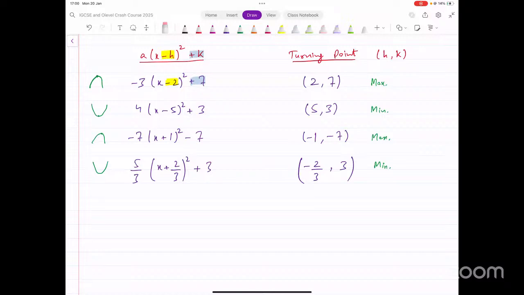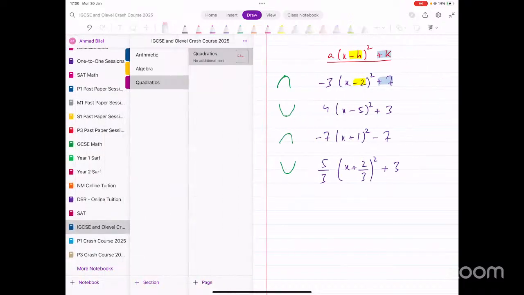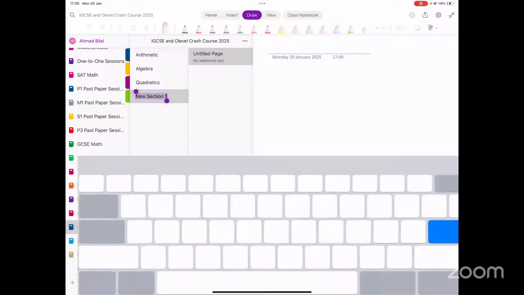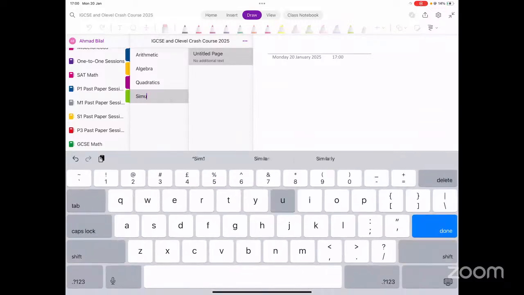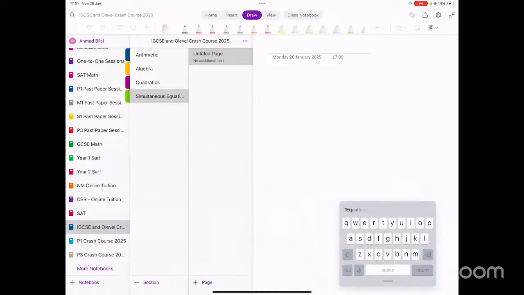Okay, good. Now, the next thing that you need to be able to do is solve simultaneous equations. Let's talk about that, how to solve simultaneous equations. In fact, before that, since for solving equations, you also need to be able to make variables subject. Let's start with that first of all.